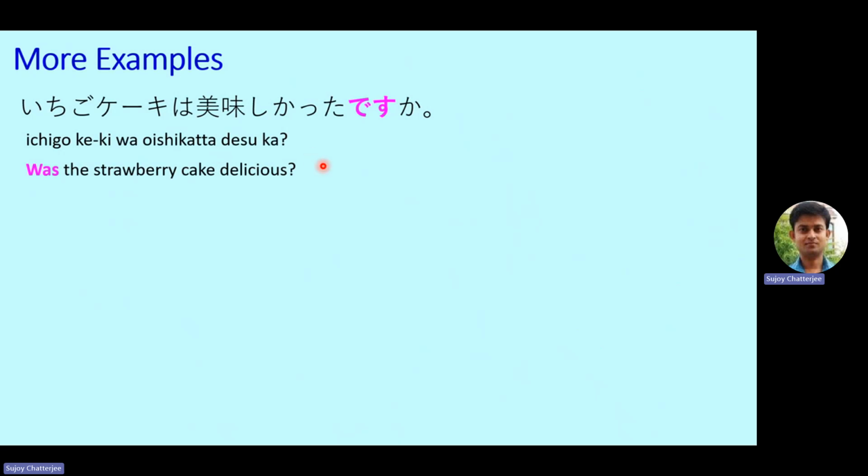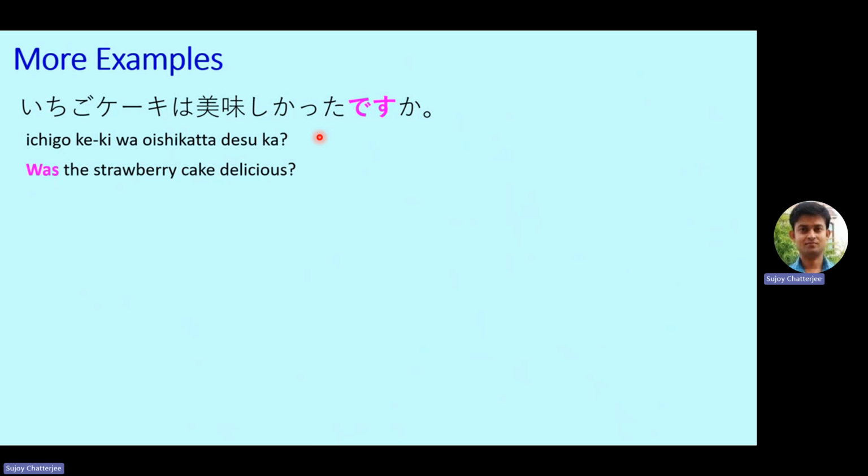So be careful here, although it is desu ka, the question is "was", because katta is already incorporated. So that's why it is desu. It's not deshita. It's not oishikatta deshita ka. No, it will be oishikatta desu ka. This is a very, very important area where students make mistakes very frequently.